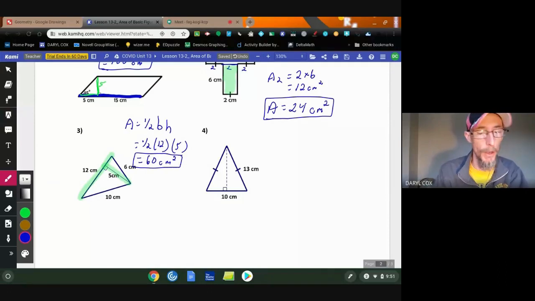Okay. Another triangle. You know what? See if you can find the base and height.